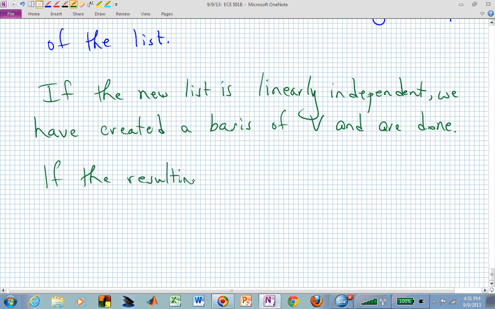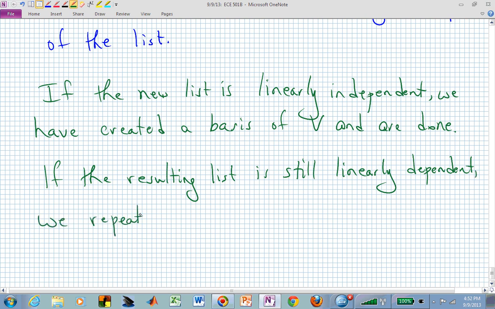If the resulting list still has some dependencies, we just repeat the process that we just did. We find one that's linearly dependent, we throw it away, and then check to see if the remaining vectors are linearly independent. If the resulting list is still linearly dependent, we repeat the process.